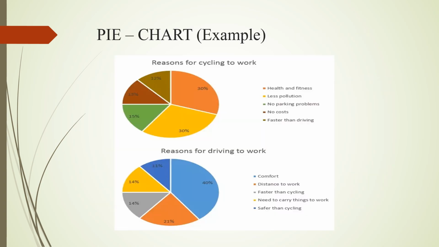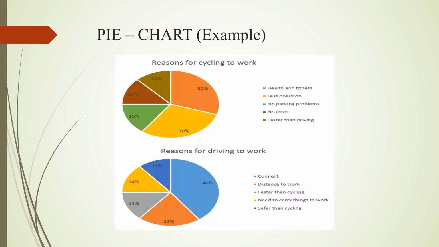Here is an example pie chart which can help as a guideline for transcoding a pie chart. The first pie chart represents the reasons for cycling to work, and the second pie chart represents the reasons for driving to work. So a paragraph can be written by comparing the data given in these two pie charts.